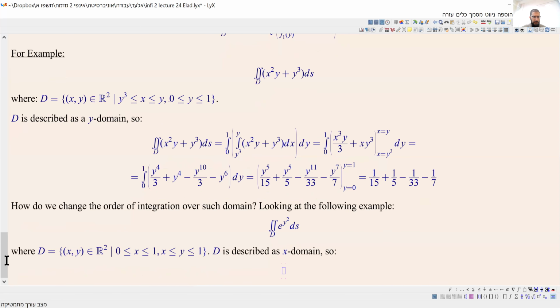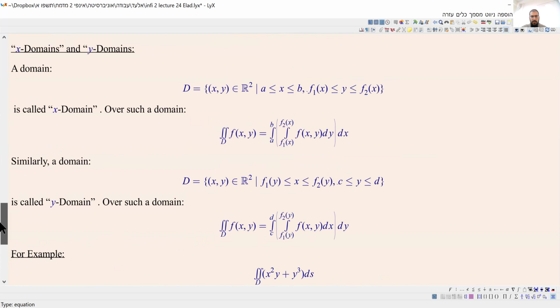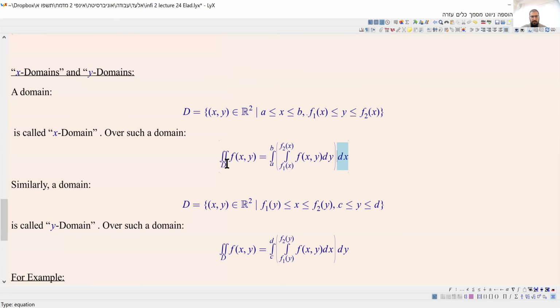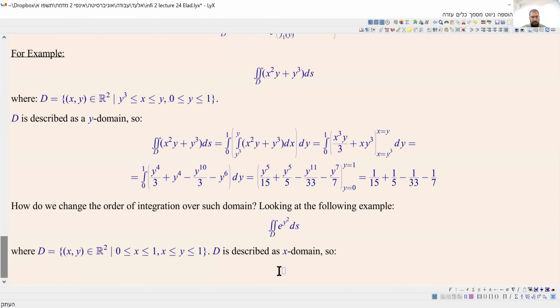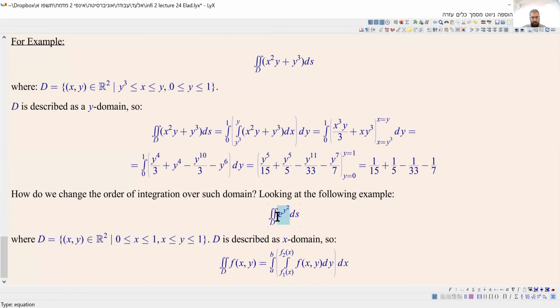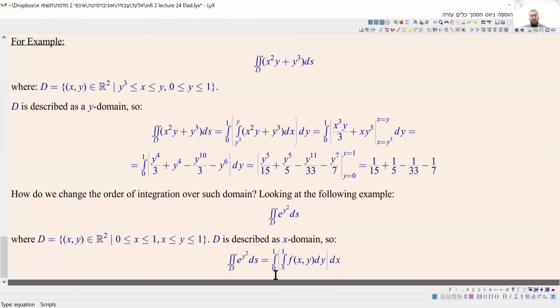So by definition, the integral of f should be calculated in the following way. f is e to the y squared. Now the limits of x are 0 and 1, and the boundaries of y are 1 and x. Because of this little x in the domain, we think of it as an x domain, and the integral of e to y squared. And the problem is very clear.